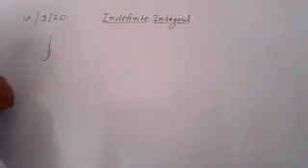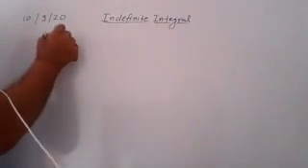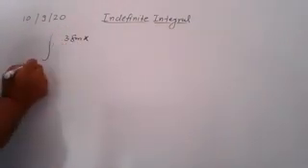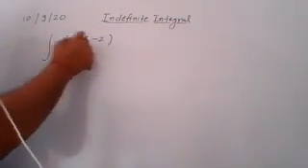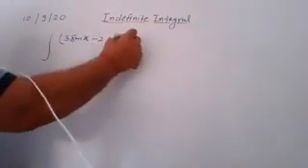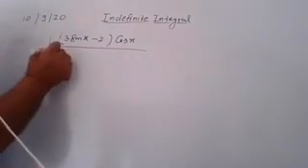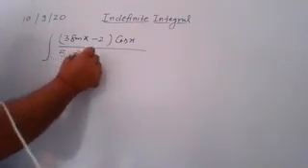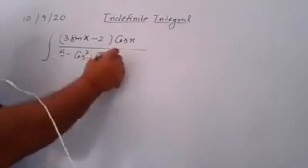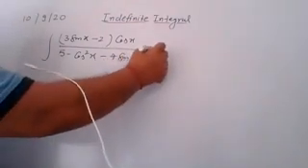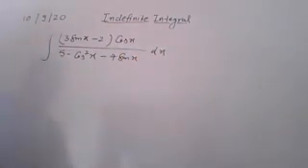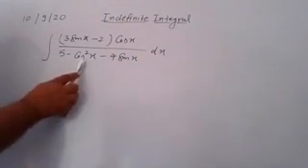Integration of (3 sin x minus 2) into cos x divided by 5 minus cos square x minus 4 sin x dx. This is your question and was asked in 2013 and 16. So listen, one thing: here you have cos square x.